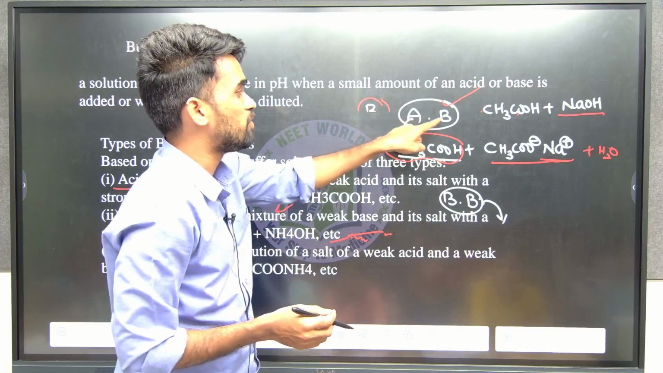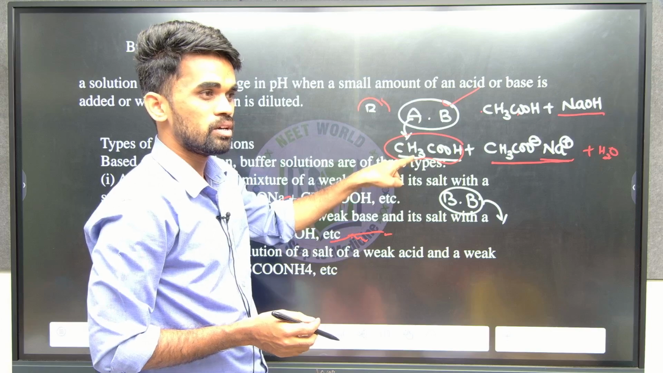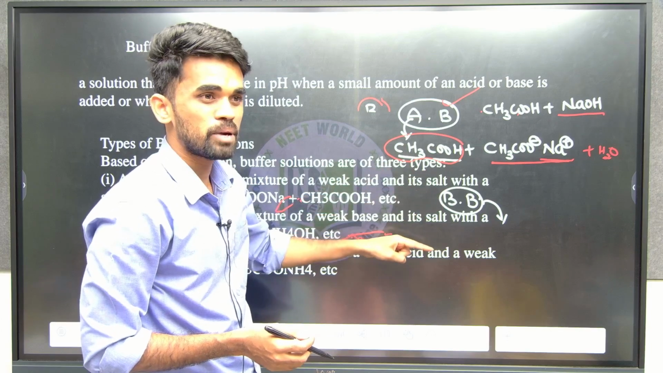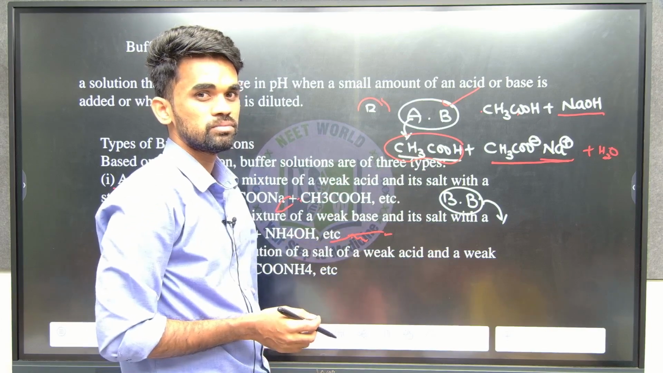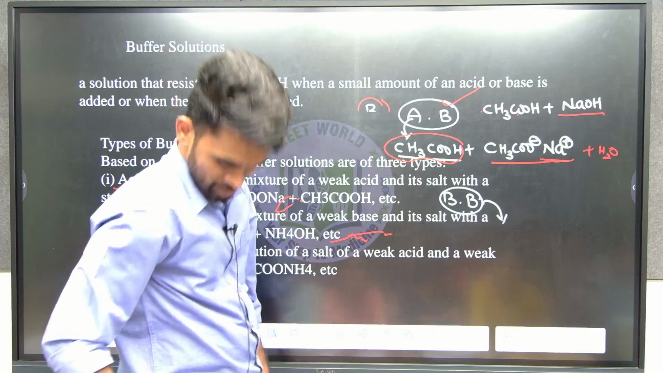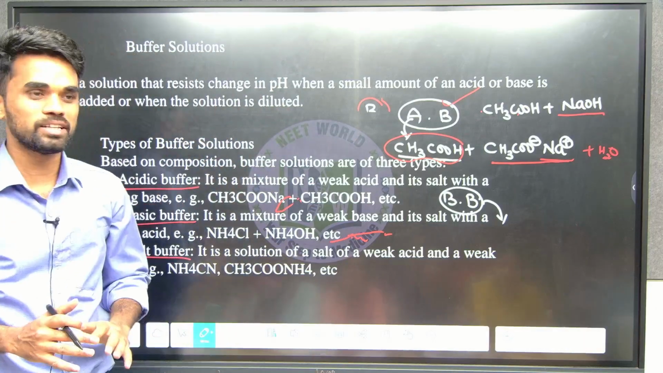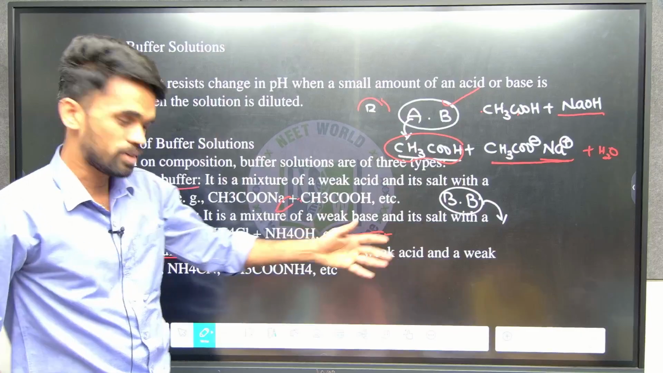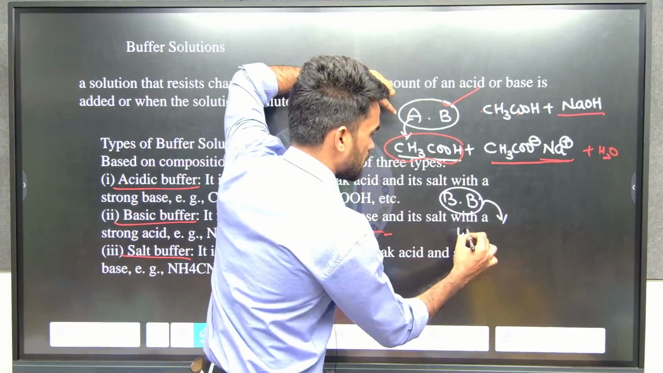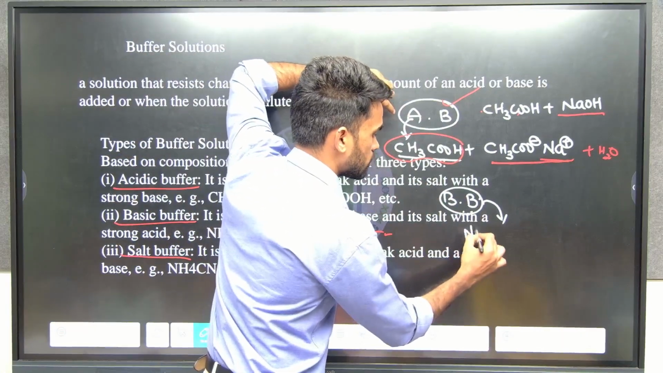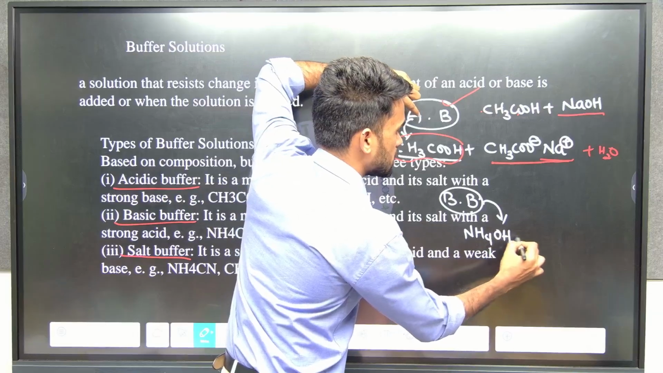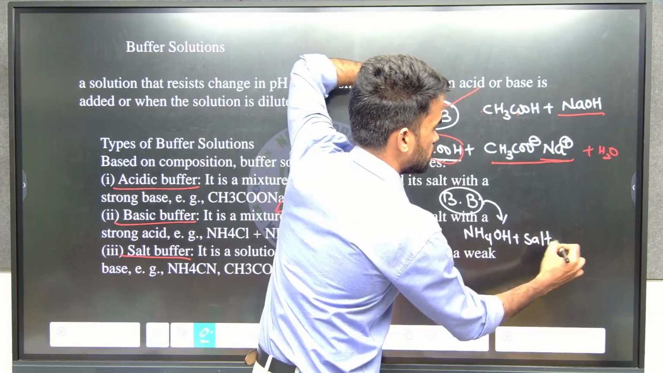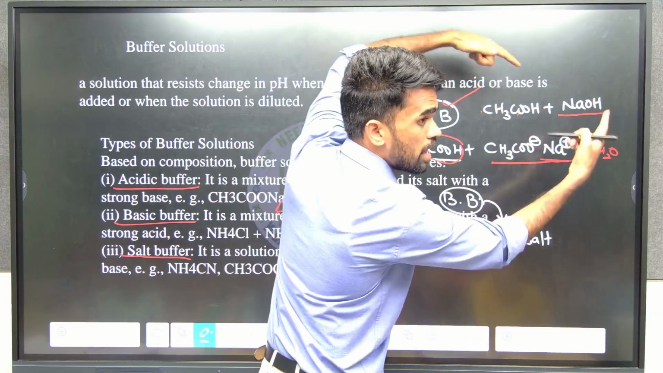అరే, నేను acidic buffer అన్నప్పుడు ఏం తీసుకున్నా? Weak acid. సో basic buffer అన్నప్పుడు ఏం తీసుకోవాలి? చెప్పండి. Weak base plus salt of that weak base with a strong acid.